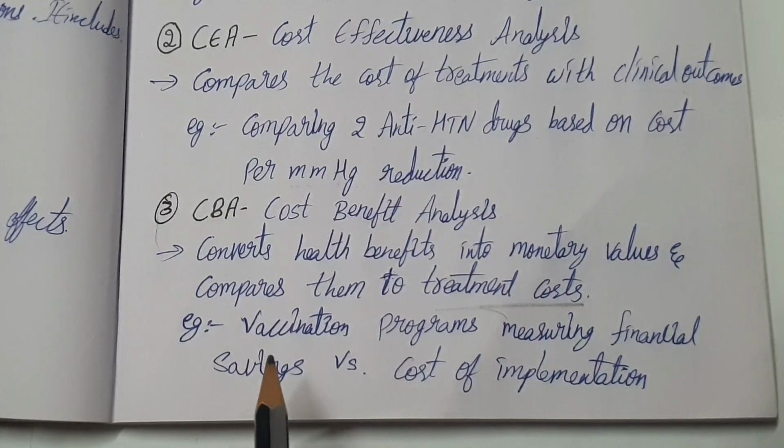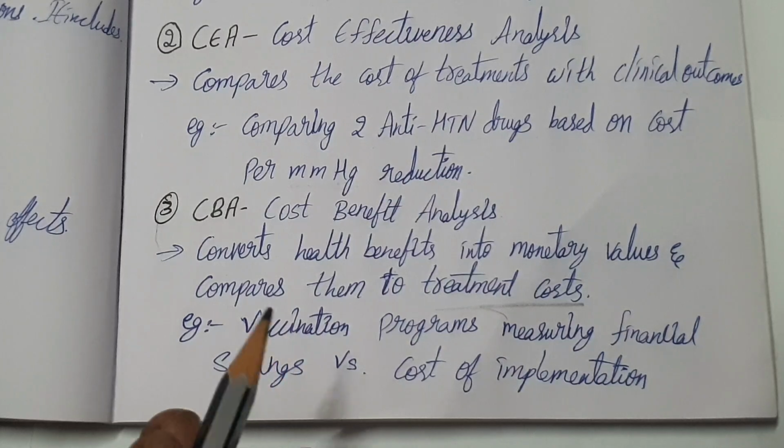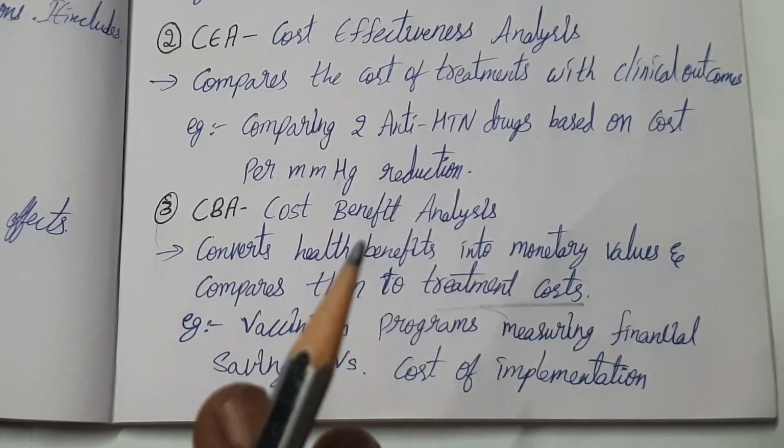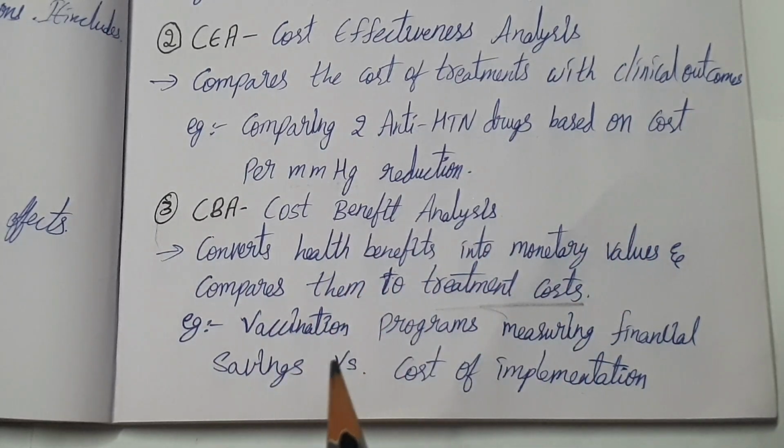By seeing an example you will understand that. Evaluating a vaccination program by comparing total money saved to the cost of implementation. You understand that? Vaccination programs measuring financial savings versus cost of implementation. So when we are implementing this vaccination program, we are comparing the total money saved to the cost of implementation.